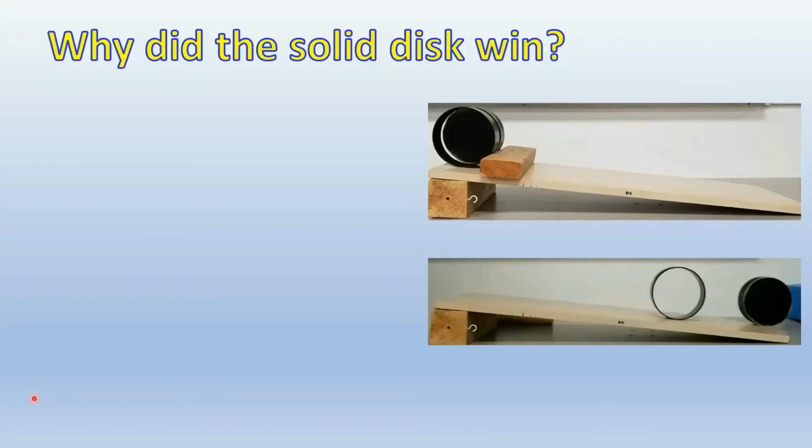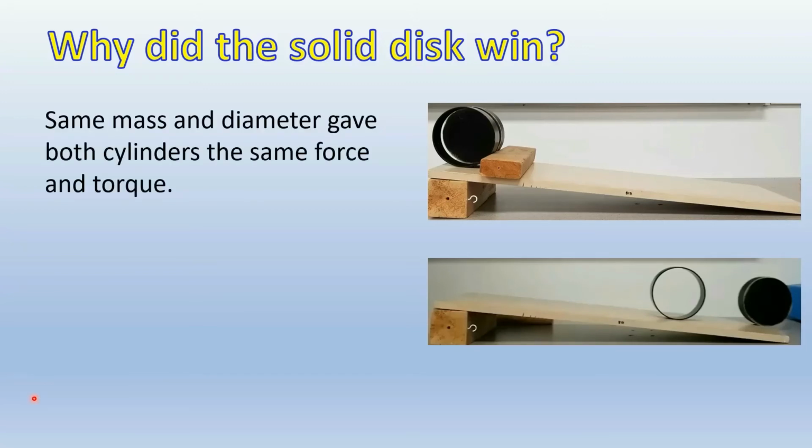Here's where physics comes in. Why did the solid disk actually win? The fact that they had the same mass and the same diameter made it so both cylinders experienced the same force and torque. If you don't know much about force and torque, don't worry, we're going to talk a lot about those this semester, so you'll be familiar with those by the end.